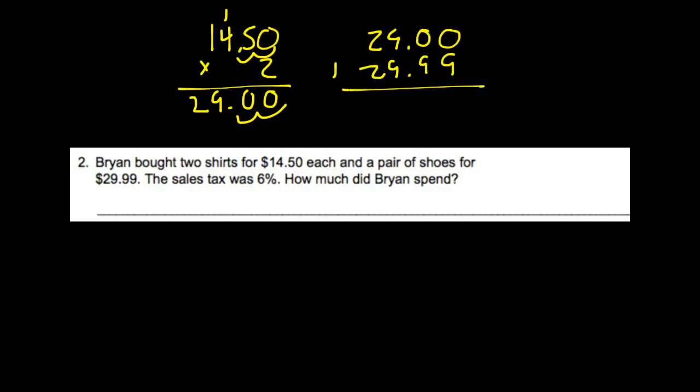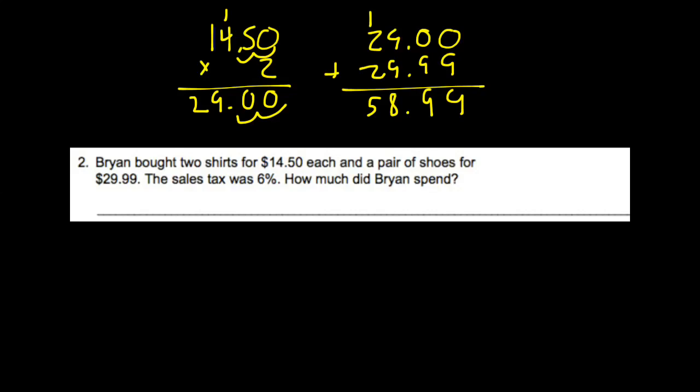So I'm going to add those together to get a total. 0 plus 9 is 9, 0 plus 9 is 9, 9 plus 9 is 18, 1 plus 2 is 3, plus 2 is 5. So I spent $58.99 on all of the items that were described in the problem.